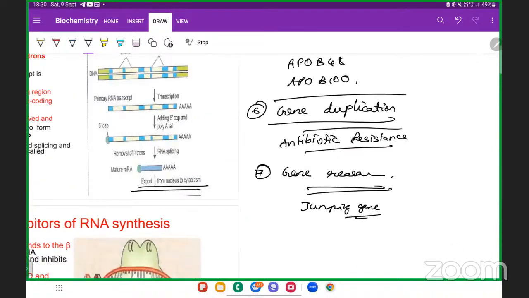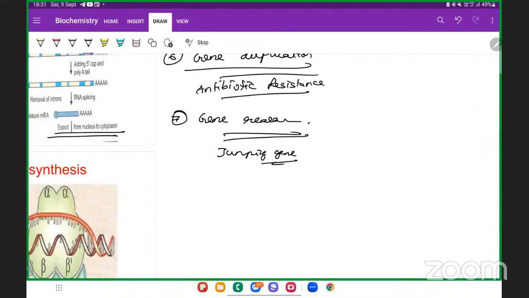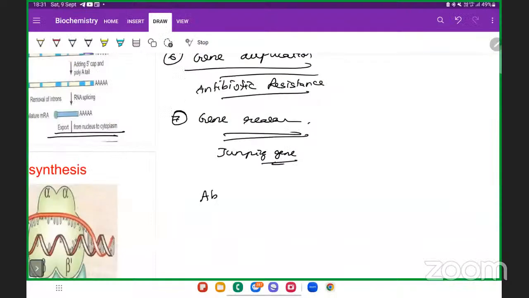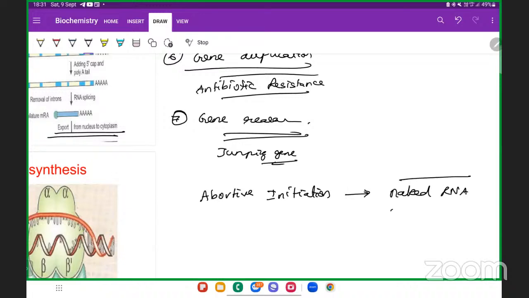Do you all remember the term abortive initiation? It is a period during transcription initiation in which RNA polymerase repeatedly synthesizes short RNAs. The short RNA is called naked RNA. So the product of abortive initiation is called naked RNA, otherwise called nascent RNA, or we can also call it a preliminary transcript.